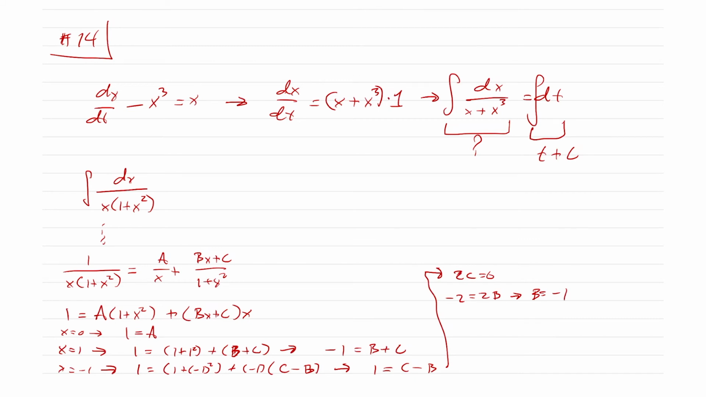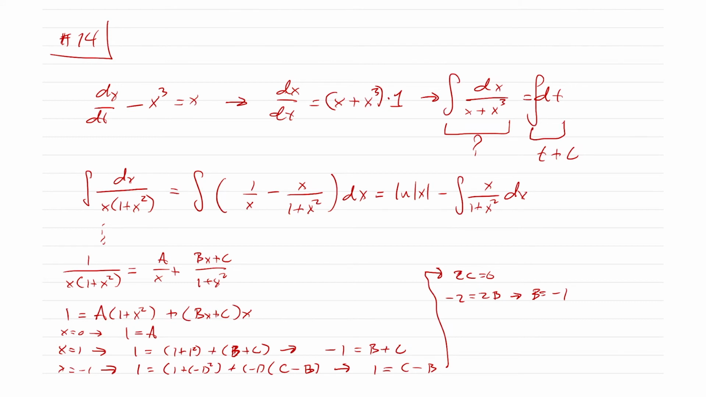Okay, assuming I did everything right, then what do we get? We get the integral of 1 over x, and then we have minus x over 1 plus x squared dx. Okay, so first of all, the first term is easy. That's natural log of the absolute value of x, so we'll leave that in there. Minus the integral of x over 1 plus x squared dx.